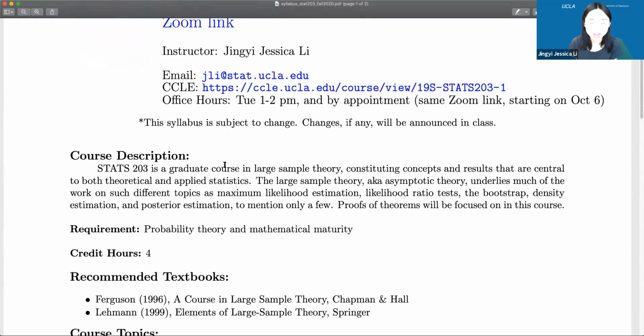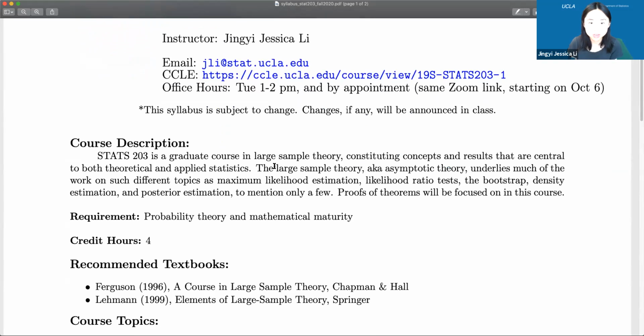Okay, so what is this course about? This is a graduate course in large sample theory, and it will constitute concepts and results that are central to both theoretical and applied statistics. I have to say that a lot of the results we will cover in this class have already become standard methods in applied statistics, and you will see how they are useful. Another name for large sample theory is asymptotic theory. Asymptotic, which I'll explain later, means that your sample size goes to infinity. Under that scenario, how will your statistics behave?